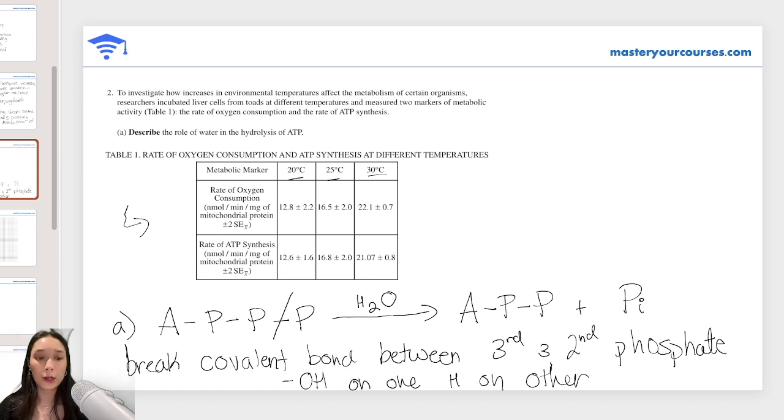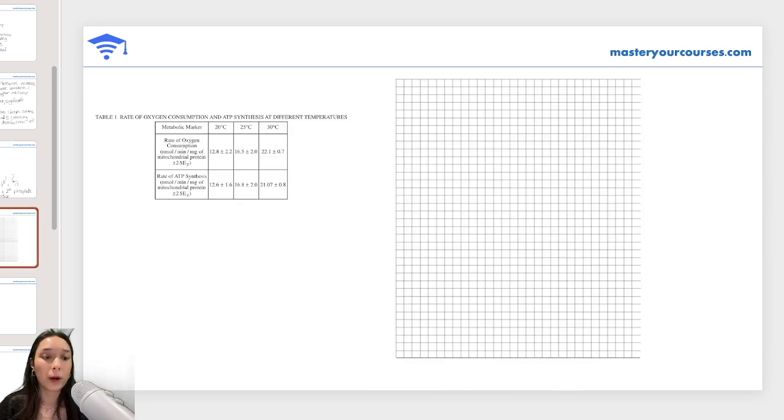So again, don't know how specific they would want it, but this is the answer to this question. So breaking the covalent bond between that third and second phosphate, and in addition with H2O, you're going to have that break apart into OH and H and attach to one here and then one here, and that's going to break a covalent bond.